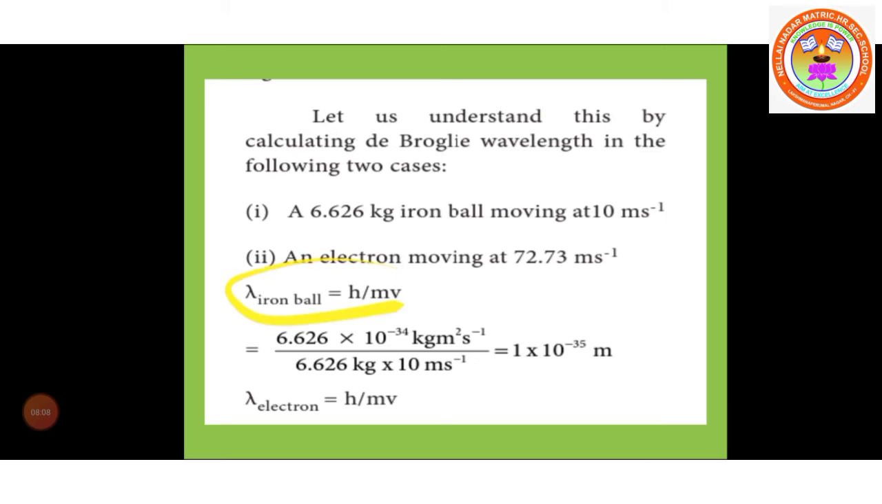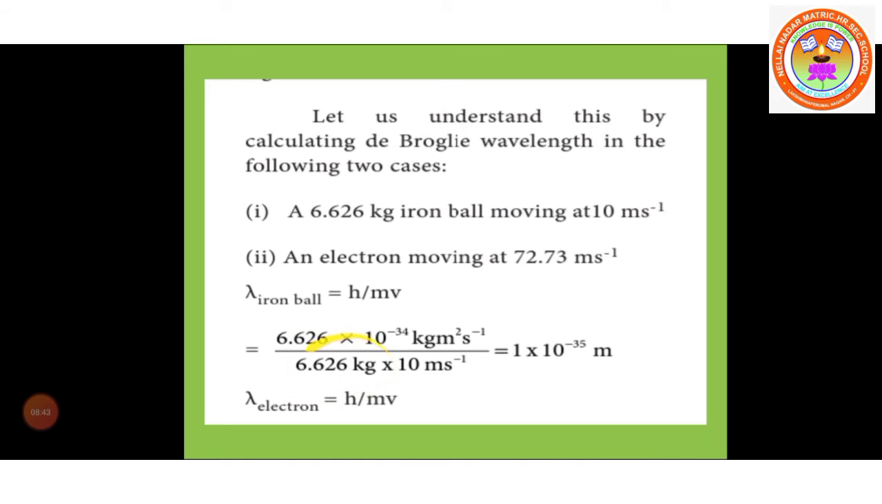So the formula is wavelength of iron ball is equal to h by mv. Lambda is equal to h by mv. We have to substitute the values. The h is the Planck constant. It is a constant value. Already we know the value: 6.626 × 10 to the power of minus 34 kilogram meter square per second is the h value. Then divided by, we have to substitute the m value, mass of the iron ball.